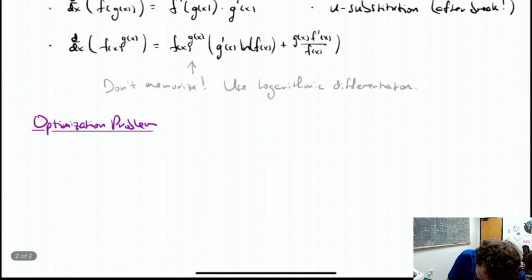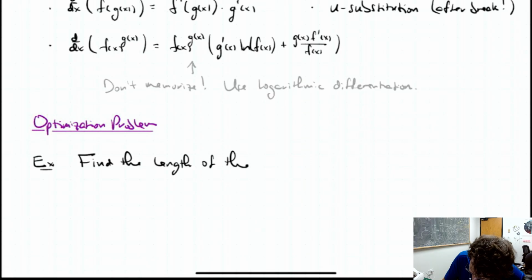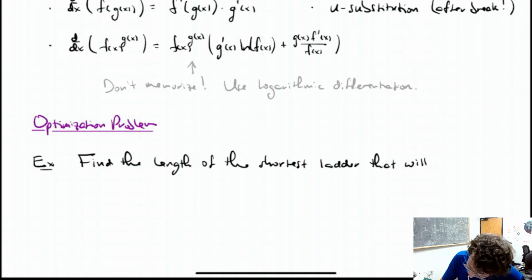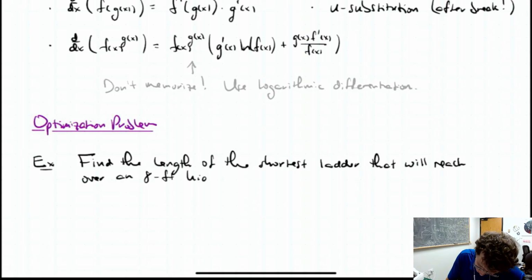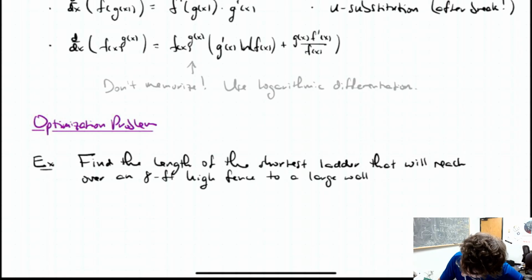So the optimization problem I want to look at is we're going to find the length of the shortest ladder that will reach over an 8-foot high fence to a large wall which is 3 feet behind the fence.